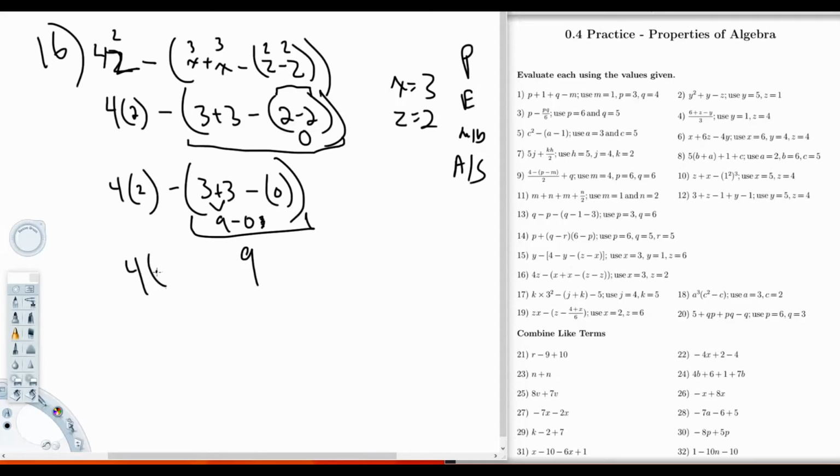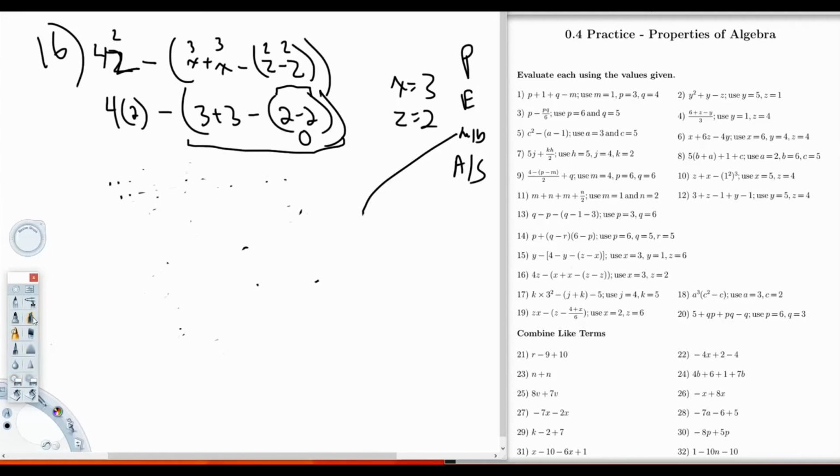So that's 4 times 2 minus 9. Now we have a multiplication right here. 4 times 2 equals 8 minus 9 equals negative 1. And I don't have the right answer. What did I do wrong? Christopher, what did you do wrong? I'm so stupid. I found my error. Have you found it? Right here. It's 3 plus 3 equals 6.